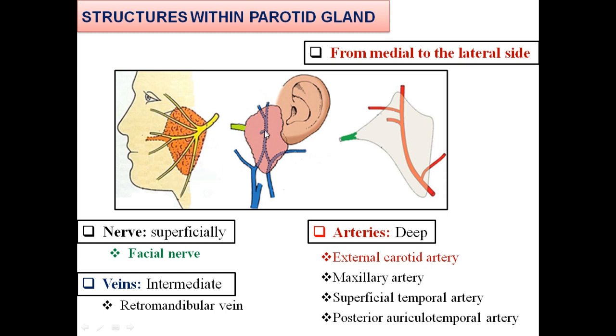The retromandibular vein is formed by the superficial temporal vein and maxillary vein. The external carotid artery passes through the posterior-medial surface. It gives the posterior auricular artery, maxillary artery, superficial temporal artery, and transverse facial artery.